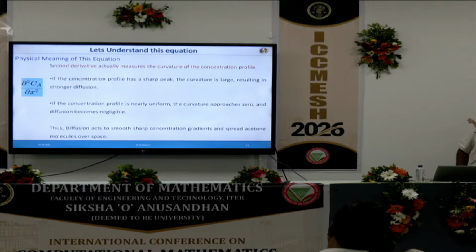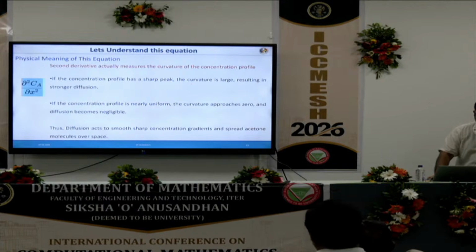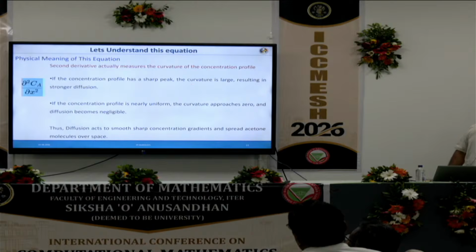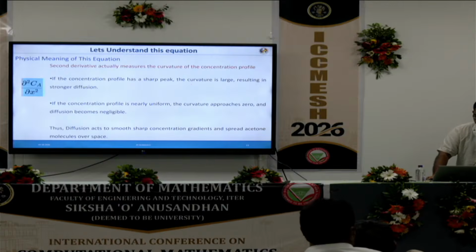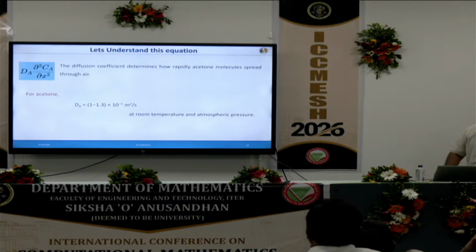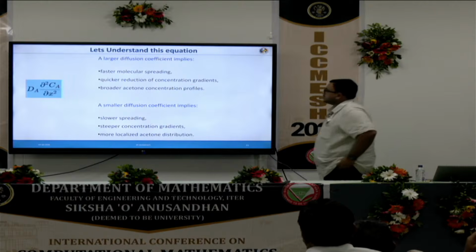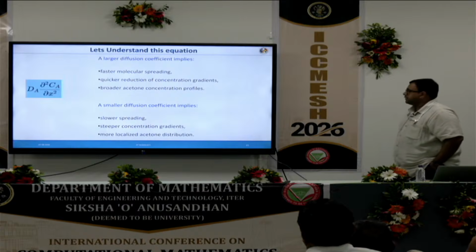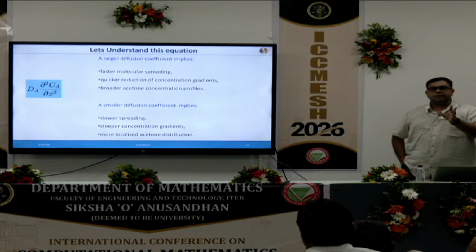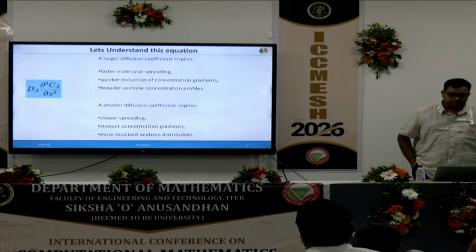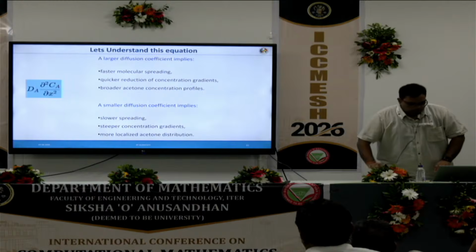Depending on the condition you can make it 0 also. If the diffusion coefficient, you can consider it as 0, but usually it is a non-zero quantity, maybe 10 power minus 3 or so. The second derivative actually measures the curvature of the concentration profile, and depending on peak conditions you can define it in different ways. So D_A is the diffusion coefficient, and a larger diffusion coefficient implies faster molecular spreading, and a smaller diffusion coefficient implies slower spreading. And there are other interpretations of the diffusion coefficient, and this diffusion coefficient is the same that we have seen over time.